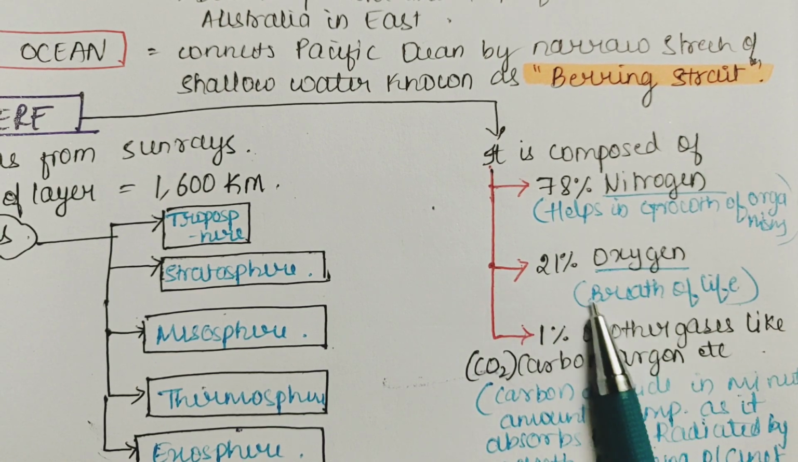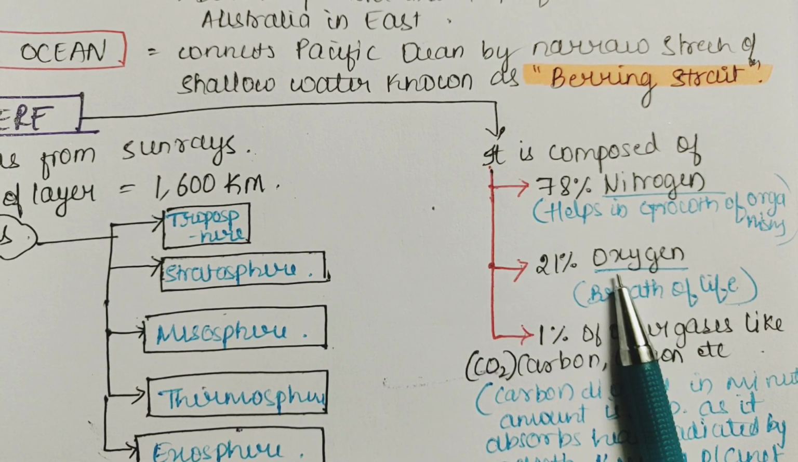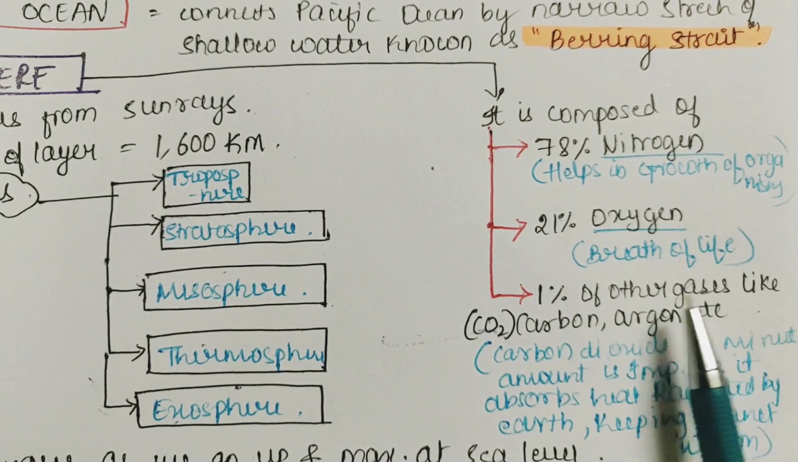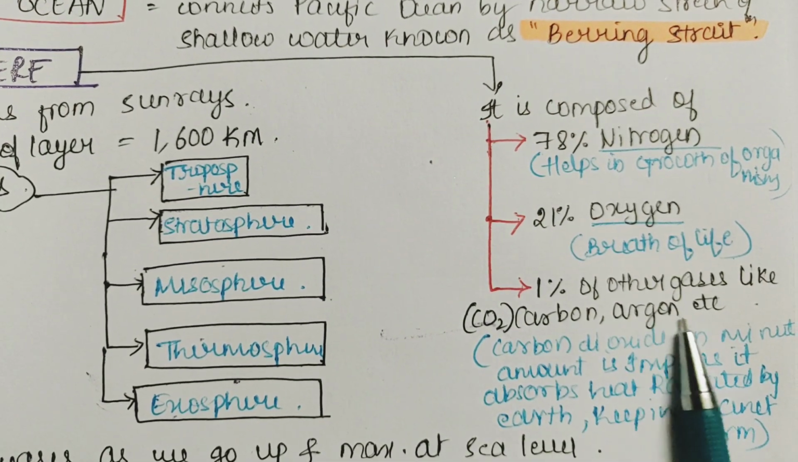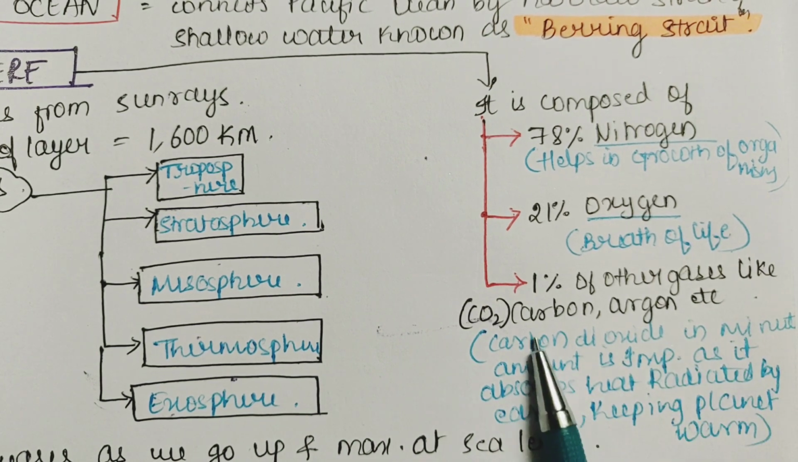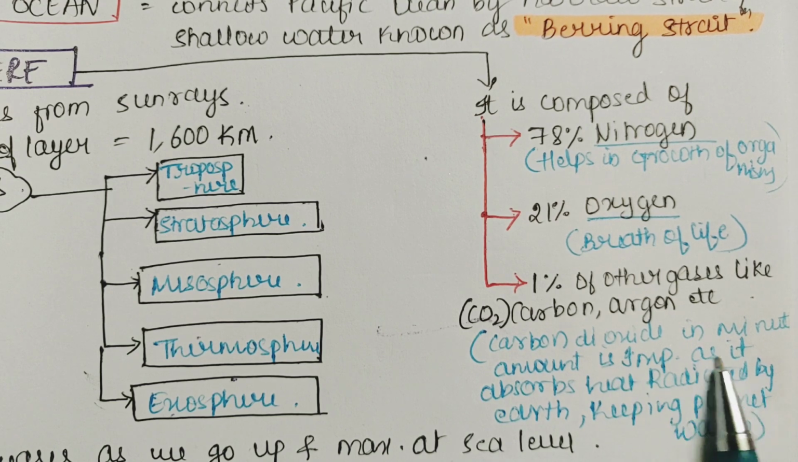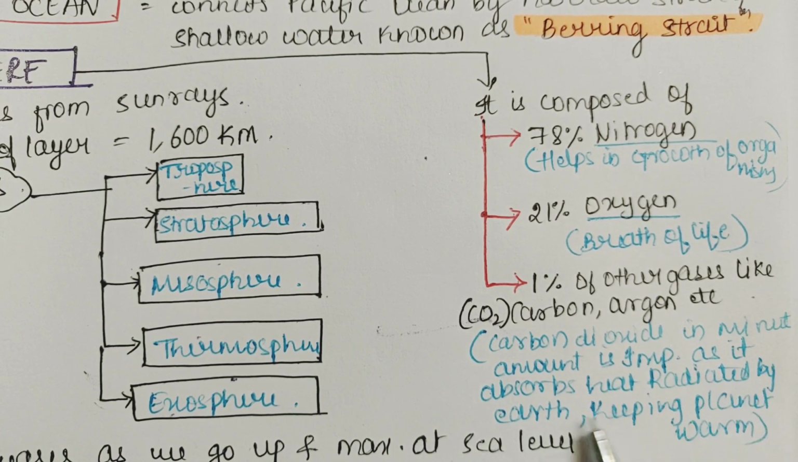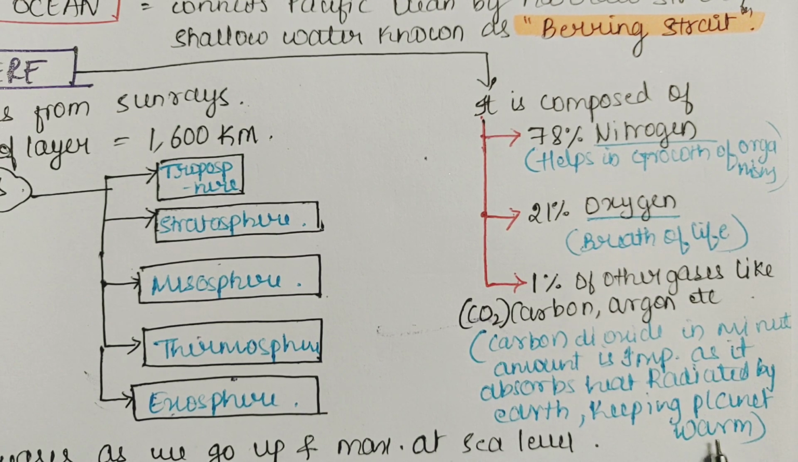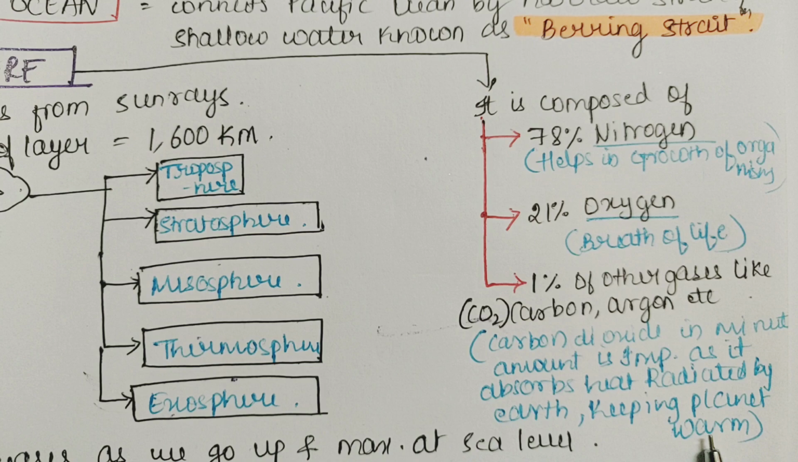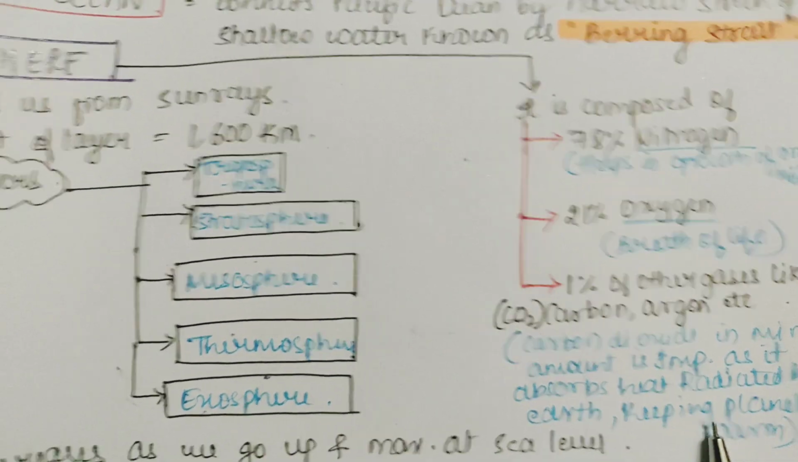21% of oxygen, which is the breath of life for organisms, and 1% of other gases like carbon, argon, etc. Carbon dioxide in minute amount is very important because it absorbs the heat radiated by the earth, keeping the planet warm. But the increase in the carbon dioxide will also lead to increase in the global temperature.